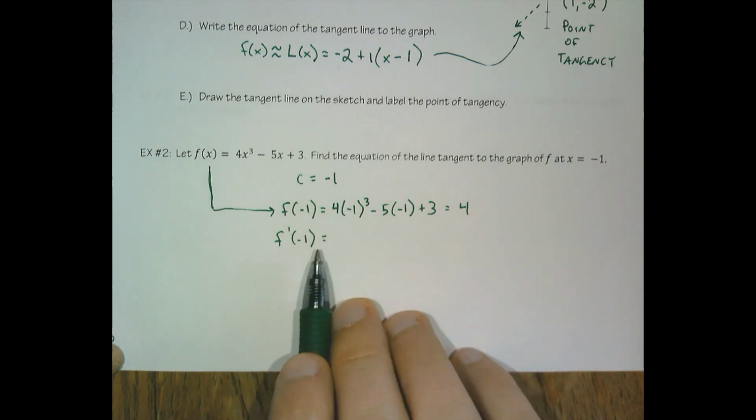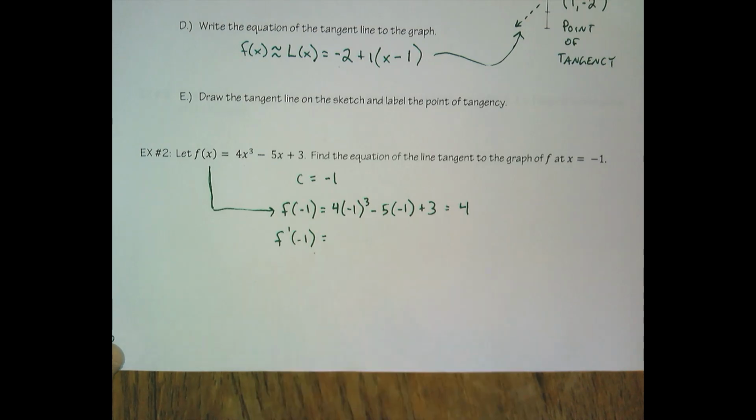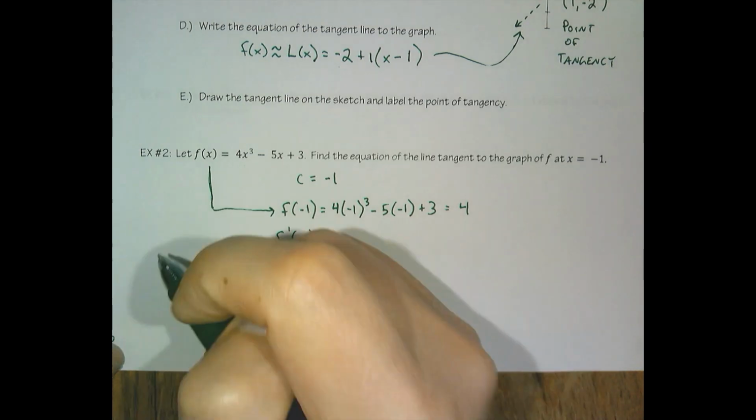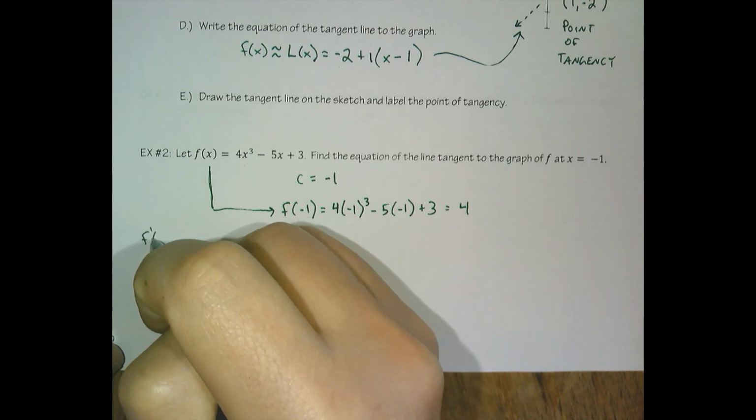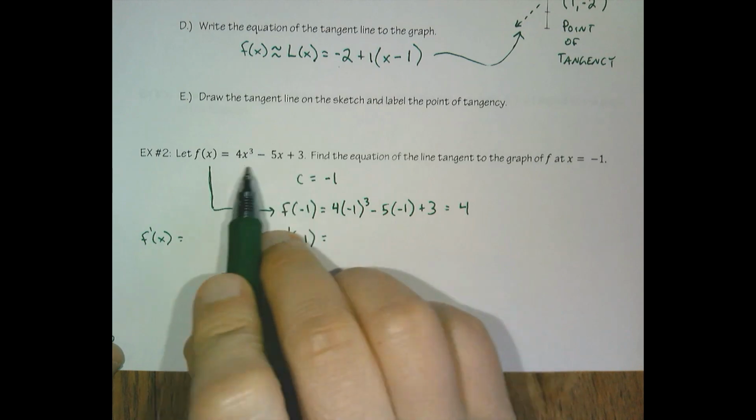And then we need to evaluate f prime of -1. In order to do that, we need to have f prime of x. So I'm going to write down what is the derivative of f. Looking at this, it's just a couple of power rules strung together.